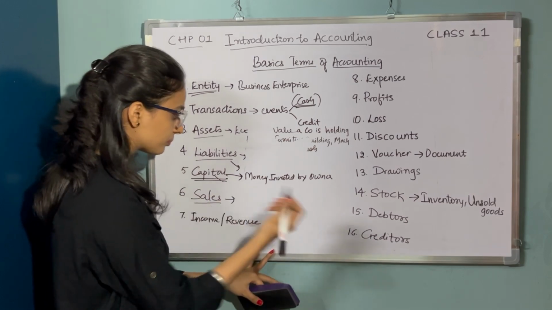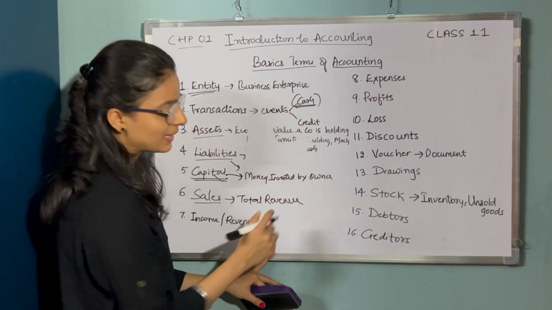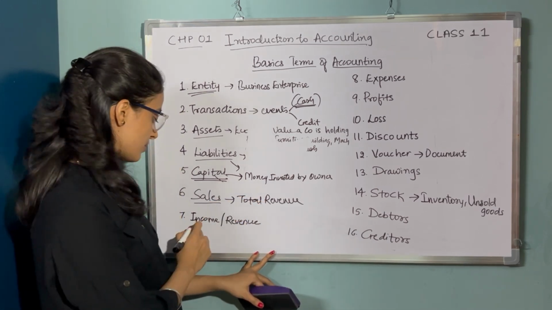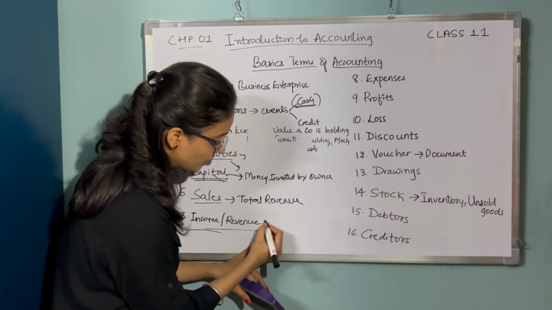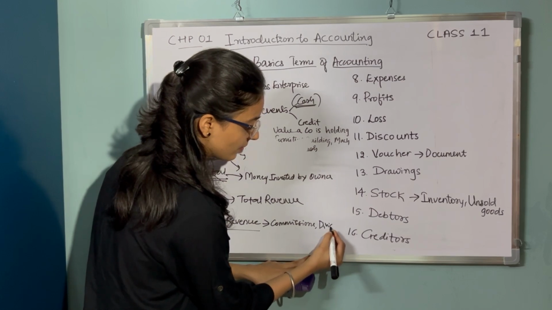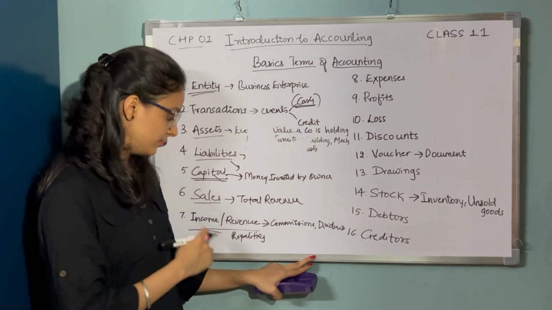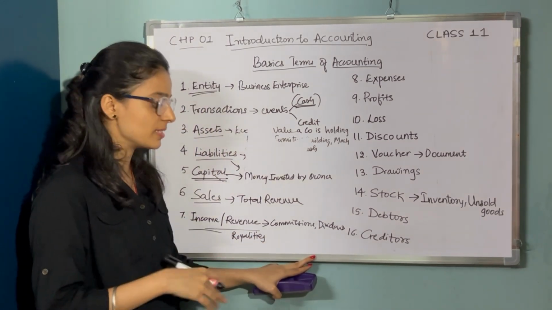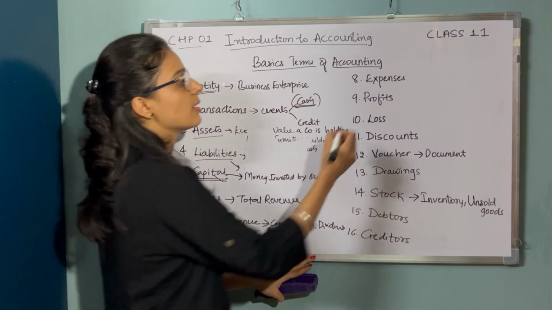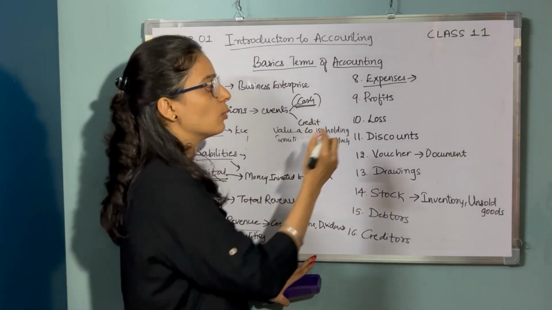Sales is nothing but the total revenue that the business is earning by everyday sales of products or services. Income is nothing but again revenue, the revenue that the company is earning. It might be commissions, dividends, royalties. So income is the money coming into the business by selling various products and services, or by commissions, dividends, or royalties. Expenses is where the company is expending, where the money is going out.